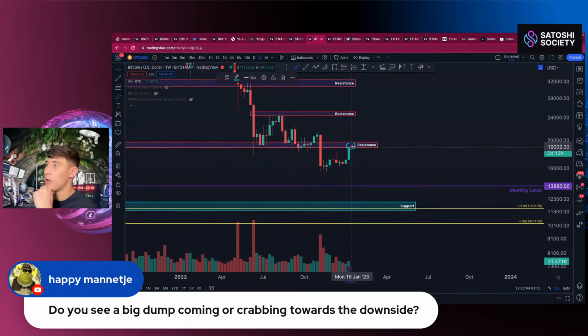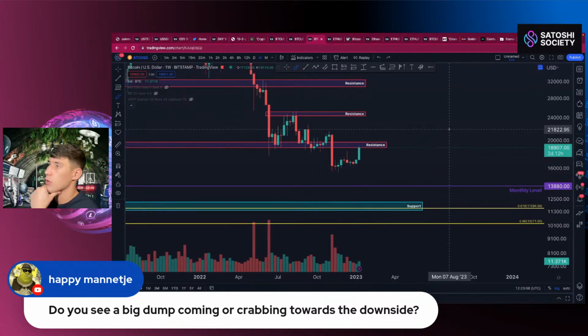Even if we get rejected from where we are now, there is a high possibility that we could get rejected from this level here, because we've only got 2 days and 12 hours left of this weekly candle. If we are going to get rejected, it's most likely going to be next week or potentially the week after. So those are going to be two really important weeks, because they are going to be the deciding weeks whether we're going to actually break this resistance or we're going to get rejected from this resistance here.